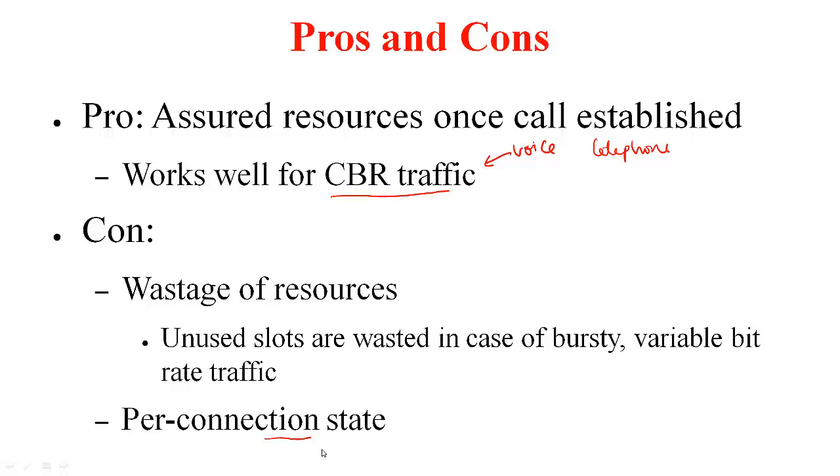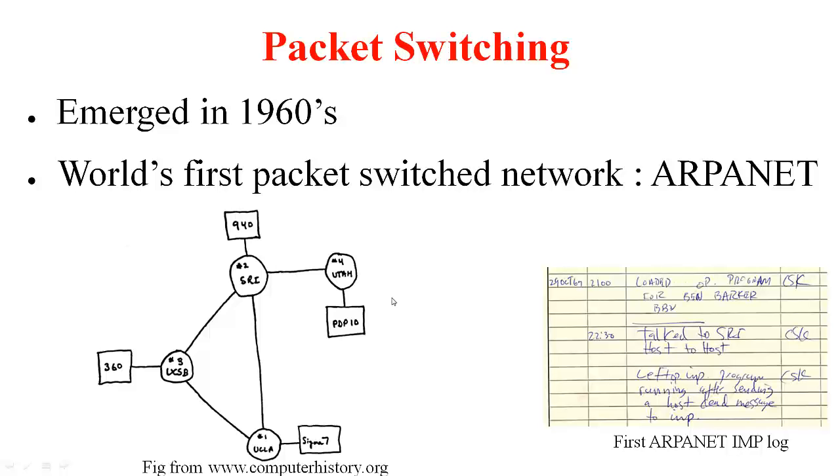Packet switching arose sometime in the 1960s in the context of interconnecting computers. By that time, circuit switching was very well established in the telephone industry. And it was felt at the time that circuit switching is not appropriate for interconnecting computers because the way computers generate data is bursty with variable bitrate.